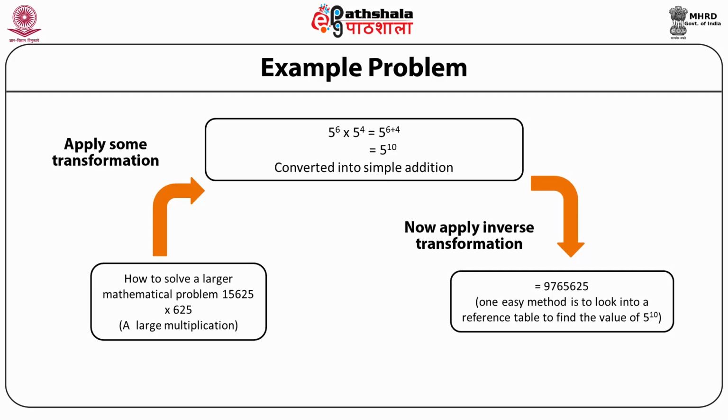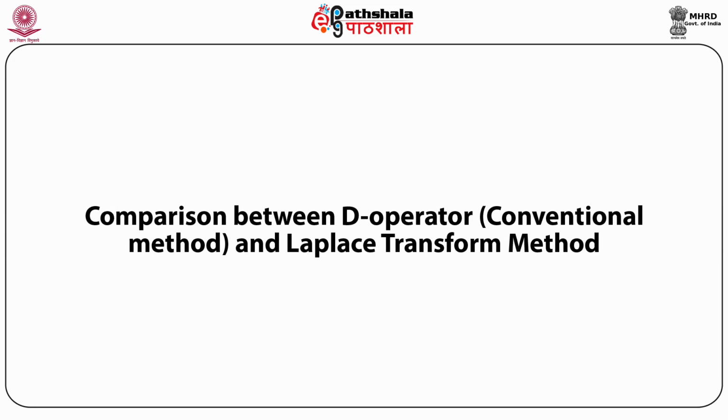So what we do, we go from one platform or one space to another space, and then we have some charts to see the correlation. Once we have a correlation, we just bring it back to the original space. Now 5 power 10, if you look at the chart, then you might just find out that the value is 9765625.